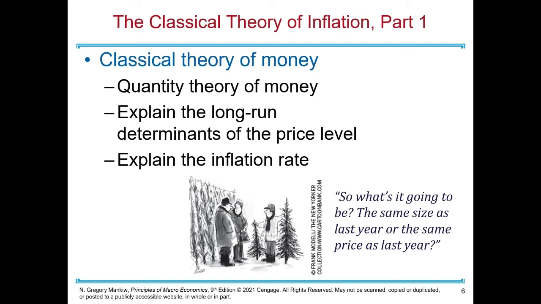Anyways, continuing on, we're going to go over the classical theory of inflation. Remember, when we're talking about the classical case, we're going to be talking about money neutrality in the long run, which is basically the quantity of money, or the supply of money, doesn't really matter, because if the money supply doubles, prices are just going to double, and everything is going to be the same, just higher numbers.